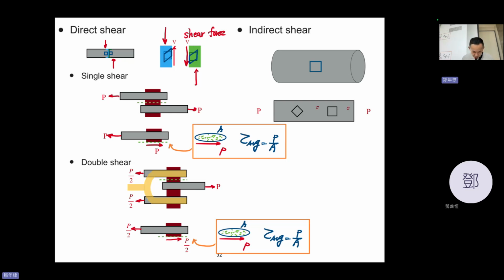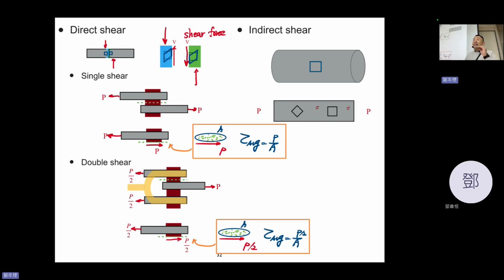Become P over 2, and this become P over 2. All right, so now you see that the definition is always the same. When the shear force acting on a surface, which is parallel to that surface, divided by that surface area, is the shear stress at that point, at that surface. Okay, this is direct shear.